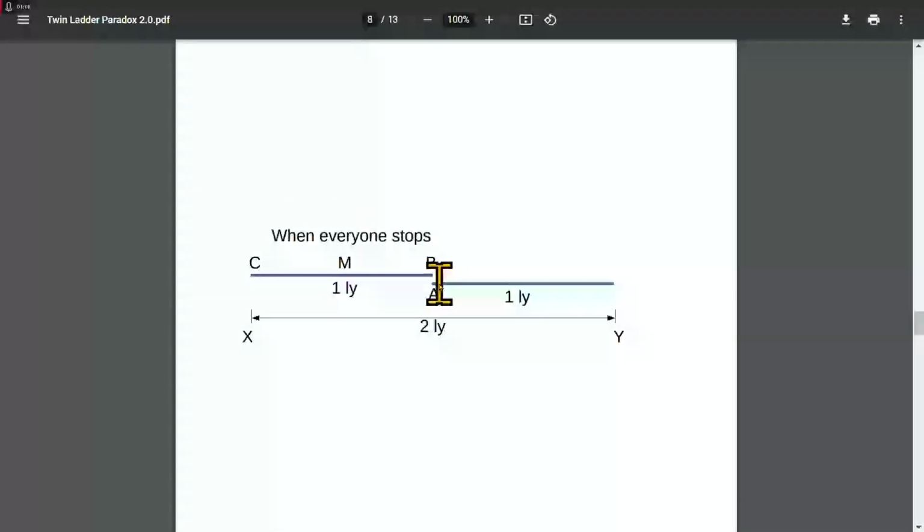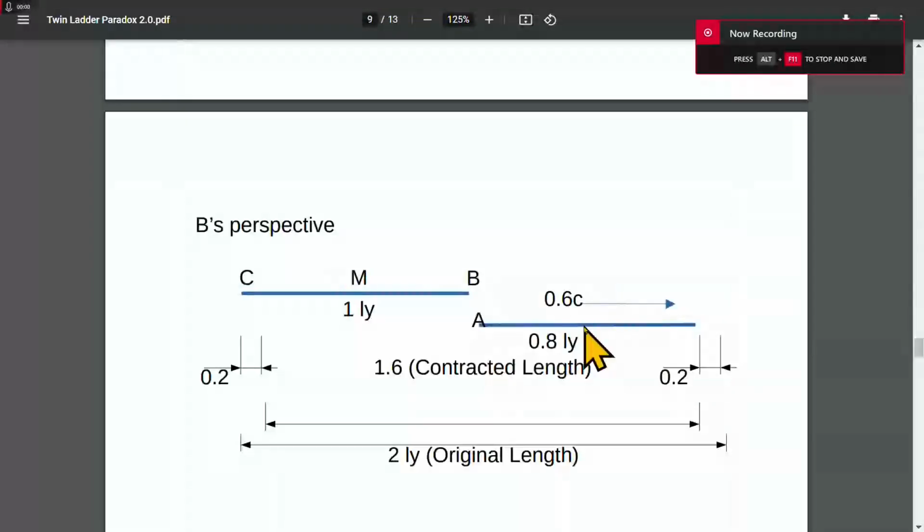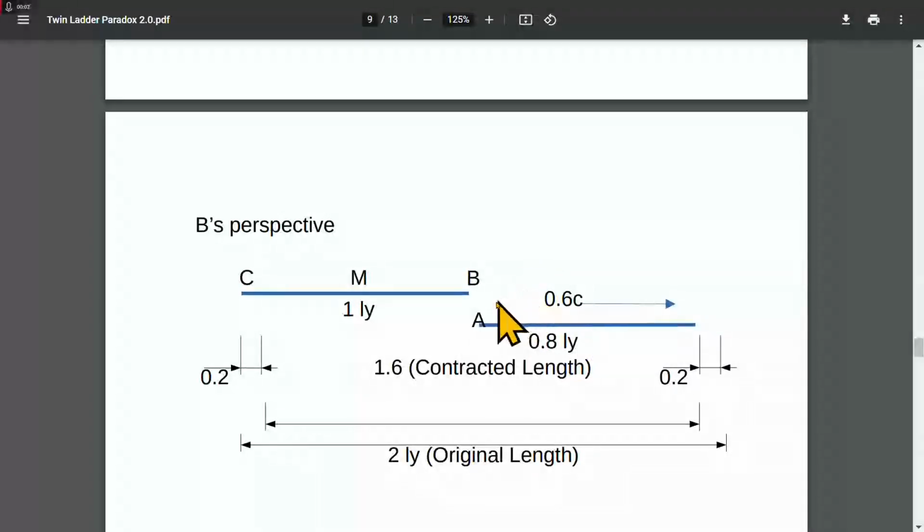Just like this, right? There's no gap anymore. Okay, so next, let's look at B's perspective. This is a kind of complicated diagram, but let me just run through what this means. We know that B has traveled for 1.6 light years, and we also know that A was 0.8 light years away from B at the end of this.